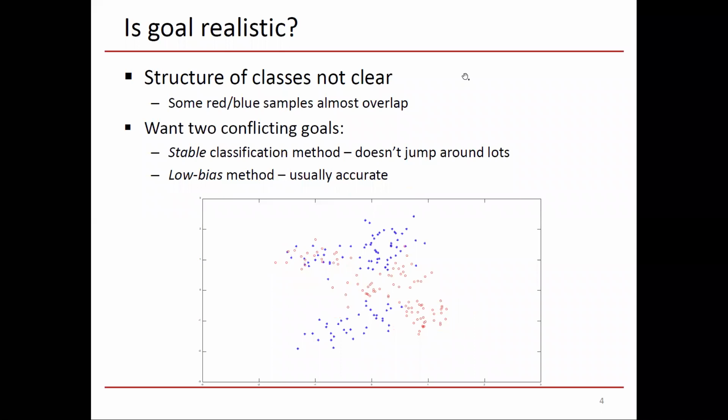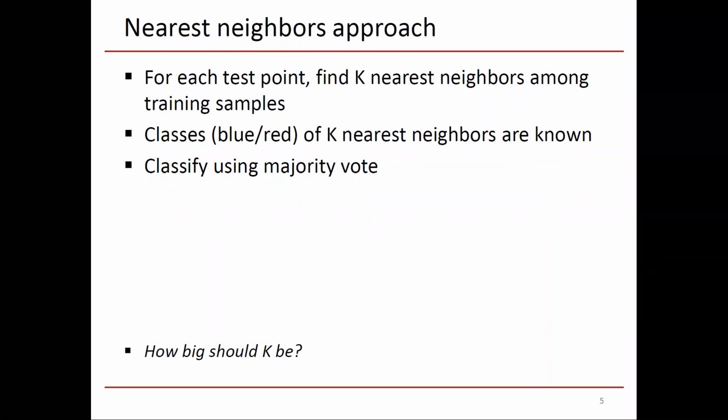So let's move on. Here's one approach to classify. It's called the nearest neighbors approach. Recall, you have the training data, but now you're evaluating test data. For each test point, find the k nearest neighbors among the training samples. That's why this classifier is often called the k nearest neighbors approach. In the training data, among these k, there's going to be red and blue, and they're known. And we're going to do a majority vote. For example, suppose that k was 11, and you had 7 reds and 4 blues. 7 is larger than 4, red.